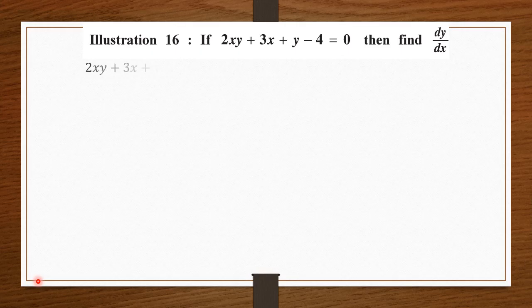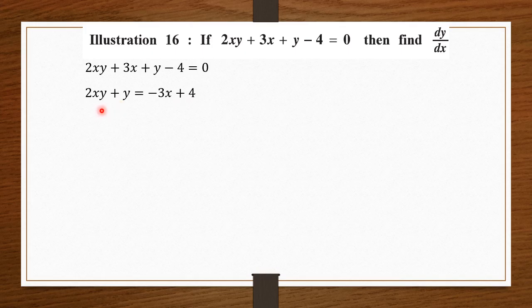First of all, we write it down as it is. In the next step, all those terms which don't have y in them, that is 3x and minus 4, will be moved to the opposite side. When 3x and 4 go to the opposite side, their signs will change. So 3x will become negative 3x and negative 4 will become plus 4. I have kept 2xy and y on the same side because both of them have the y variable. Apart from y, everything will be moved to the opposite side because I want y in one place.